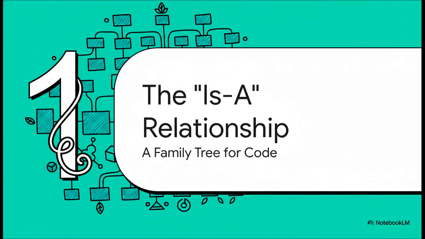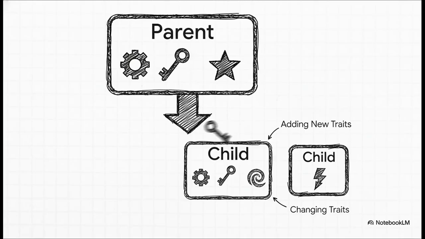Honestly, the best way to think about it is like building a family tree, but for your code. So it's a pretty simple setup. You've got a parent class, we call it a superclass, and it passes down all its traits, its methods and attributes, to the child class, or subclass. That child gets everything the parent has. From there, it can just use those things as they are, or it can add new stuff, or even change how the old stuff works. That's where all the flexibility and power really comes from.